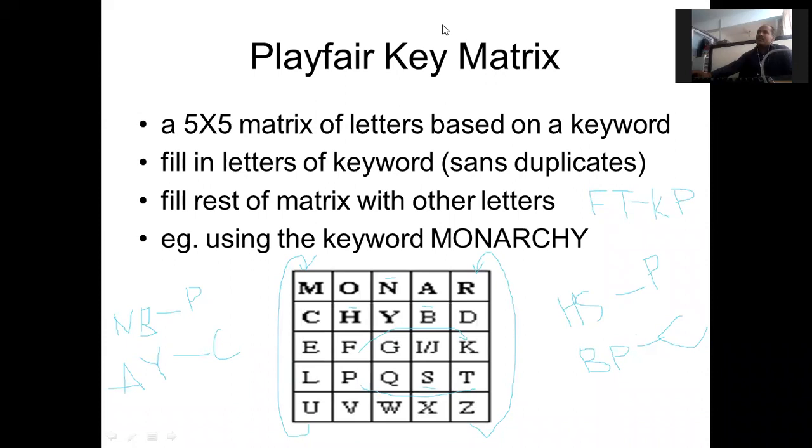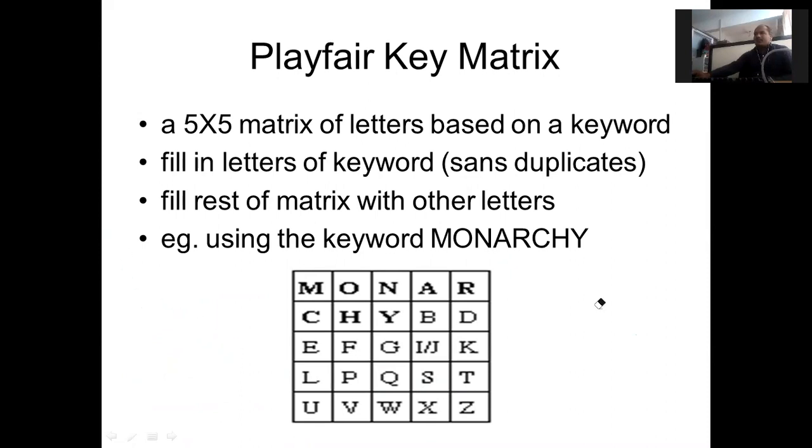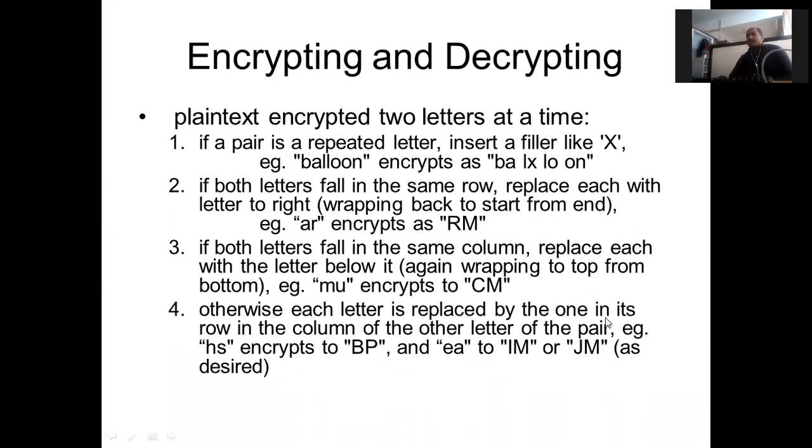So the four rules are nothing but, first of all, we'll see once again what the different four rules are. I'm going to explain the rules once again. The plain text is encrypted two letters at a time. The first rule is that if a pair is a repeated letter, then insert a filler letter like X.